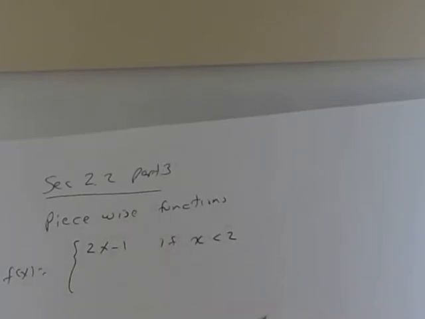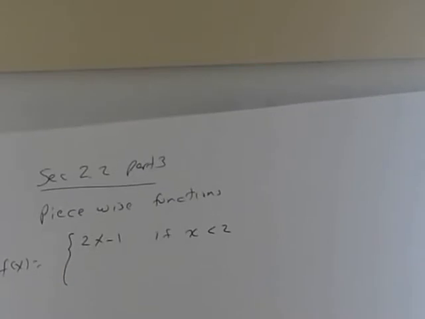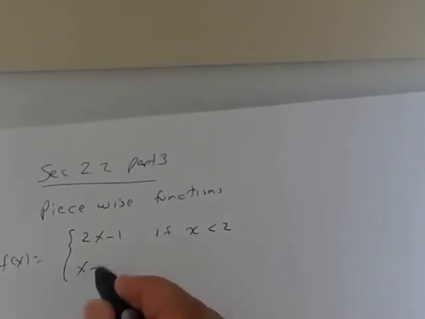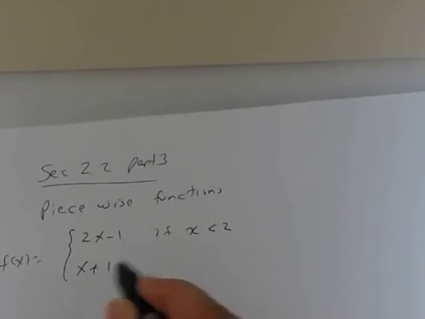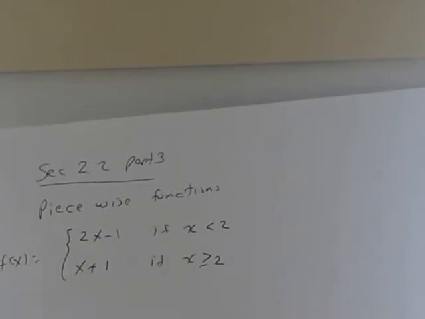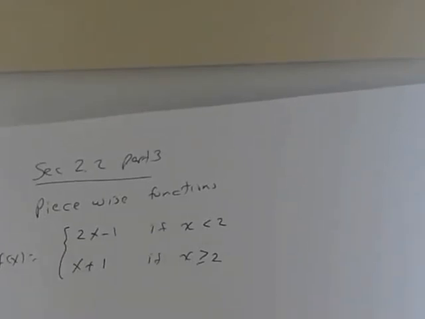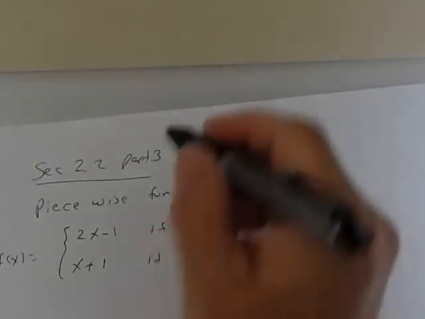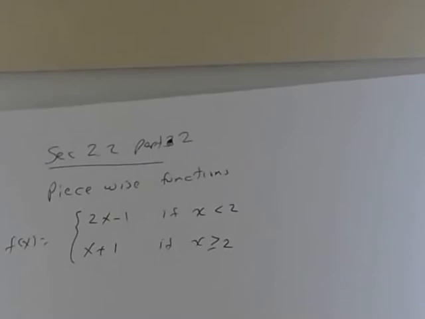Write this out first so we can talk about it. Just go ahead and write it. And then x plus 1 if x is greater than or equal to 2. So go ahead and write it out. So that's a piecewise function. This function is made up of how many parts? 2. So it's made up as pieces. So these are called piecewise functions. This is 2.2 part 3. Okay. All right.